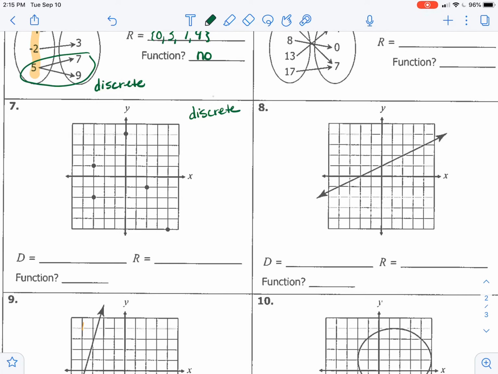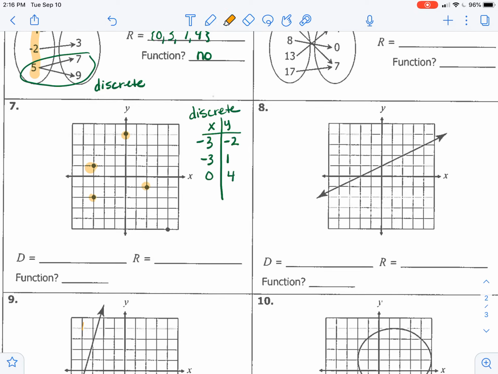Sometimes I find that kids have it easier if they make a t-table and just record each of their points. So I'm just going to start down here at the bottom, and that point is a -3, -2. Then I'm going to do this one. Just be sure you get them all in. So that's a -3, 1. I'm going to go up here. So that would be 0, 4.